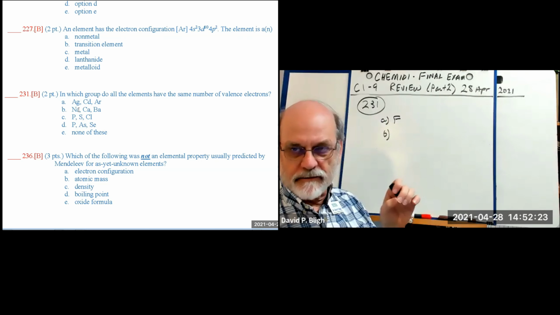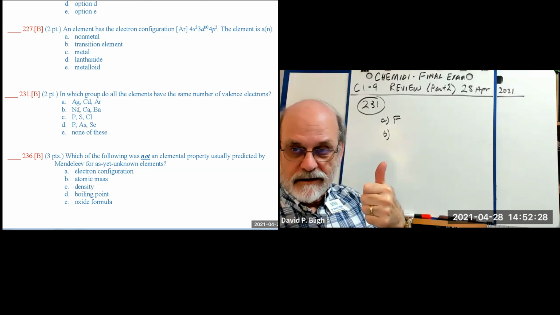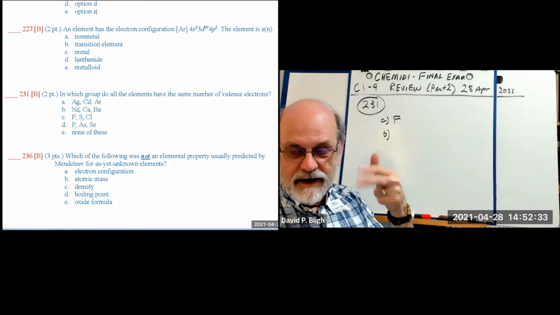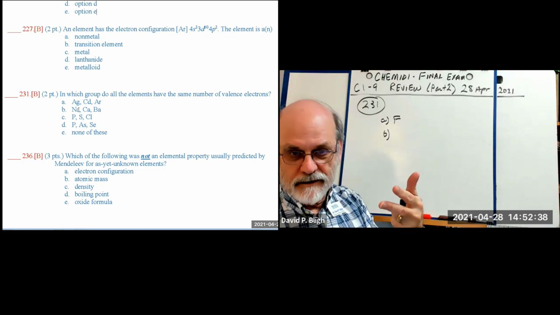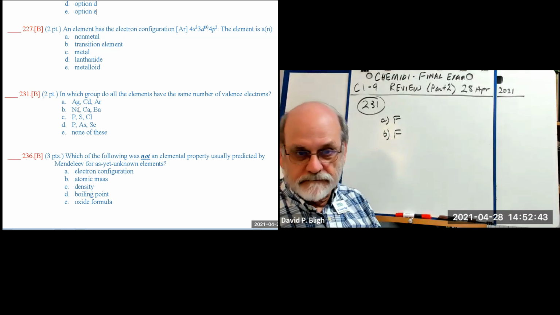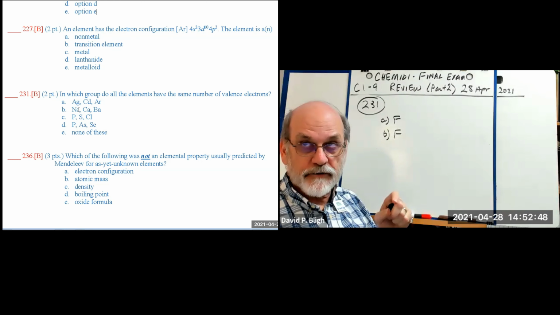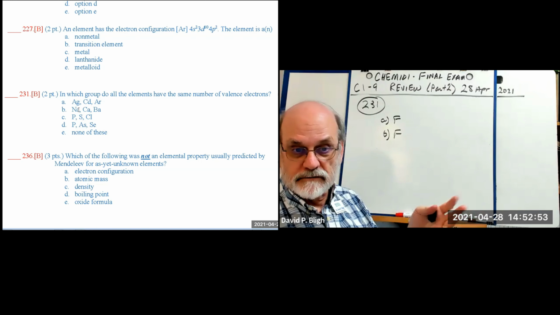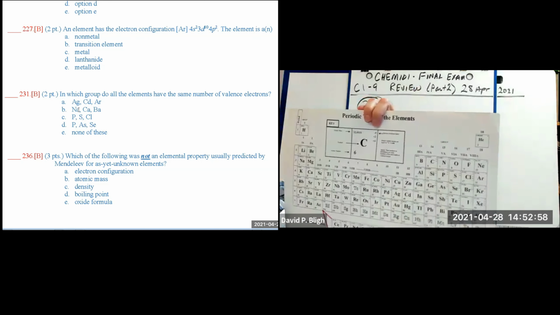Sodium, calcium, barium. Sodium is an alkali metal. Calcium and barium are alkaline earths. Alkali metals have 1 valence electron, earths have 2. Right? So B is false. Can't be. How about phosphorus, sulfur, and chlorine? Well, phosphorus and sulfur and chlorine are all three in different groups. Right? Phosphorus is here, sulfur, and chlorine.